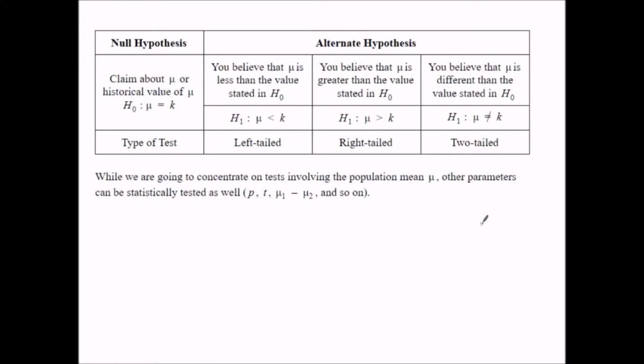On here, basically it just summarizes what was just said. It tells what type of test to use, so left-tailed, right-tailed, or two-tailed, depending on if it's less than, greater than, or not equal to. It says, while we are going to concentrate on tests involving the population mean mu, other parameters can be statistically tested as well, like population proportion, the student's t distribution, the difference between population means, and so on.